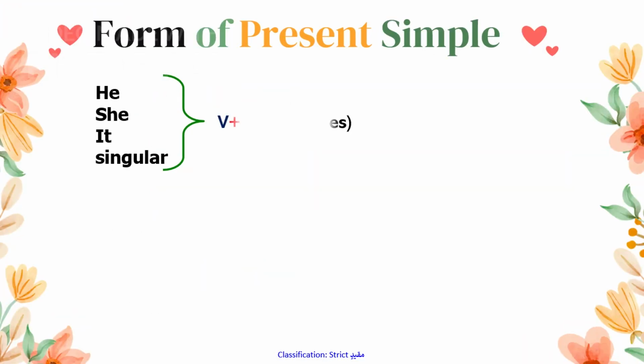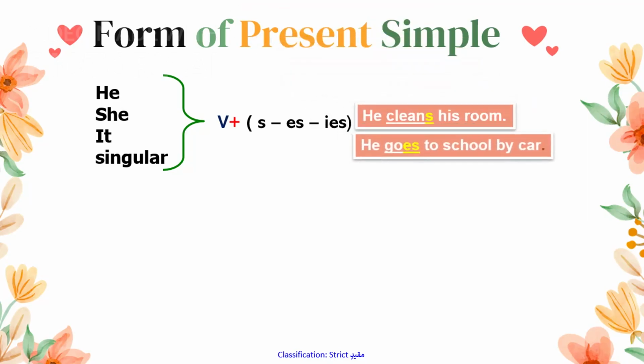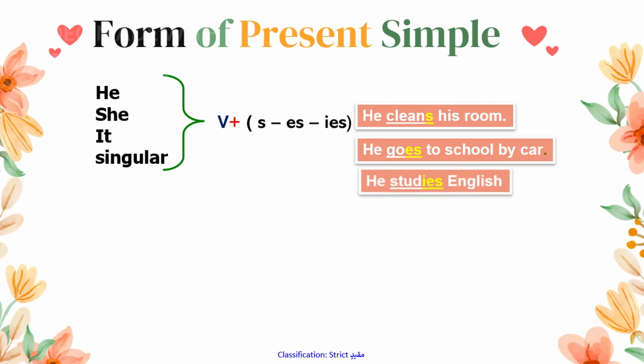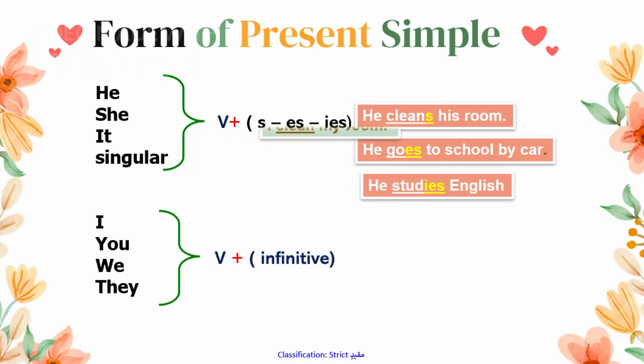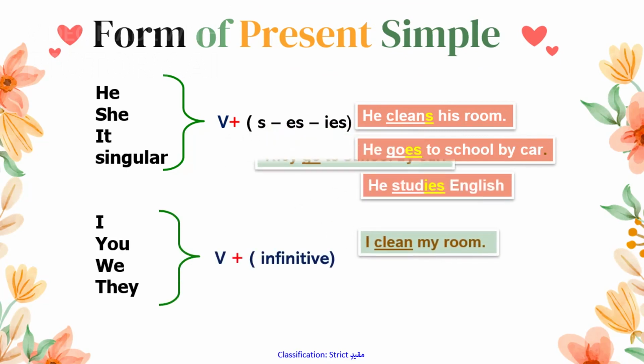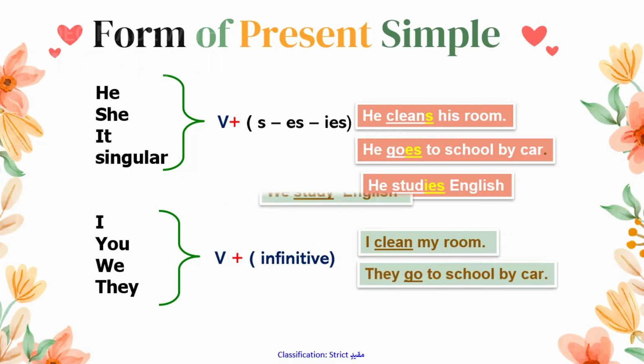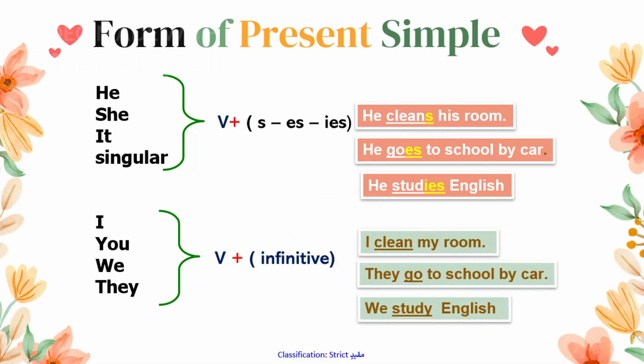The present simple is formed by adding s or ies to the verb for singular subjects, and using the base form for plural subjects. This tense is perfect for describing regular activities, such as cleaning a room or studying English.